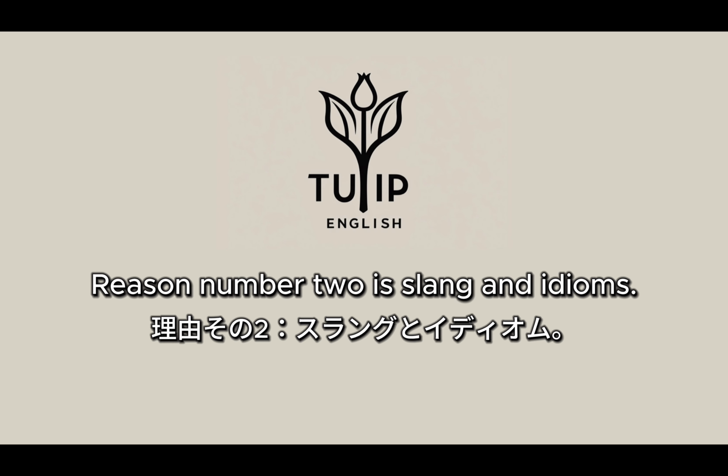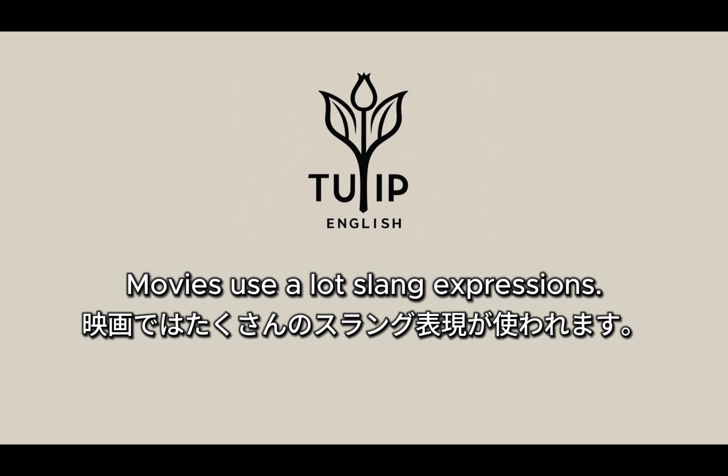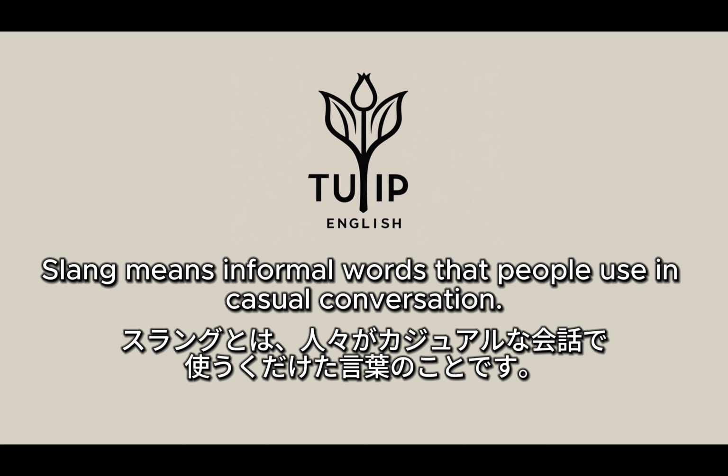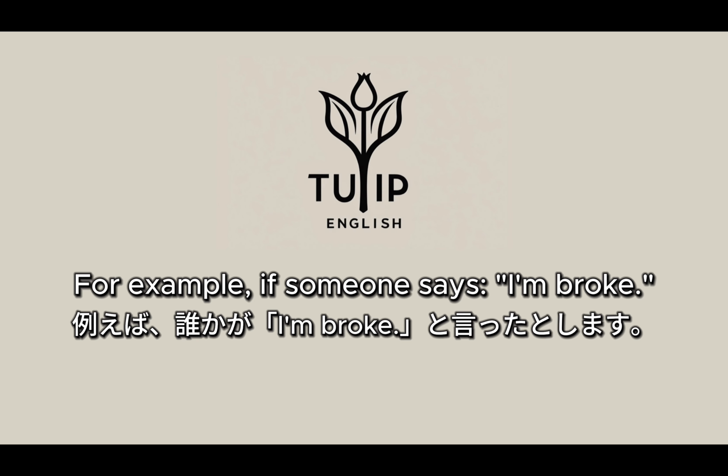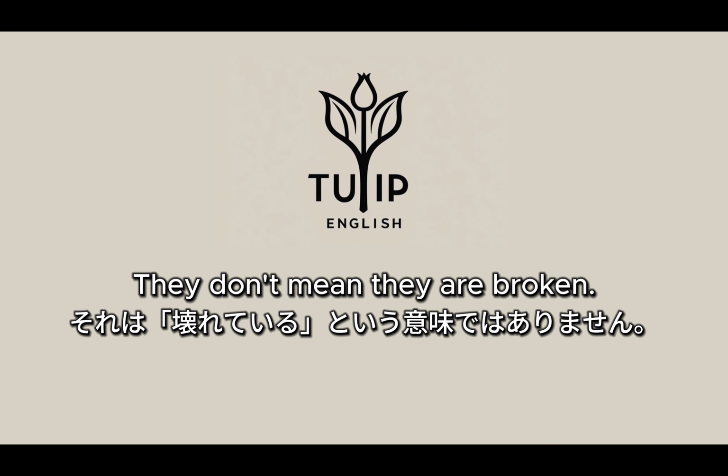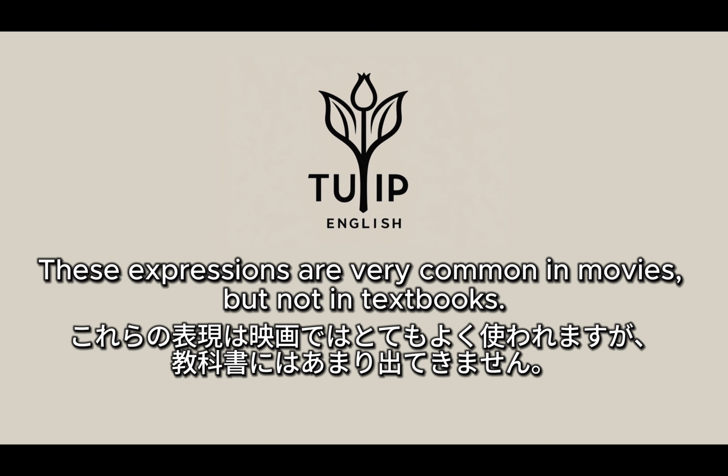Reason number 2 is slang and idioms. Movies use a lot of slang expressions. Slang means informal words that people use in casual conversation. Your textbook probably doesn't teach much slang. For example, if someone says, "I'm broke," they don't mean they are broken. They mean they don't have money. These expressions are very common in movies, but not in textbooks.